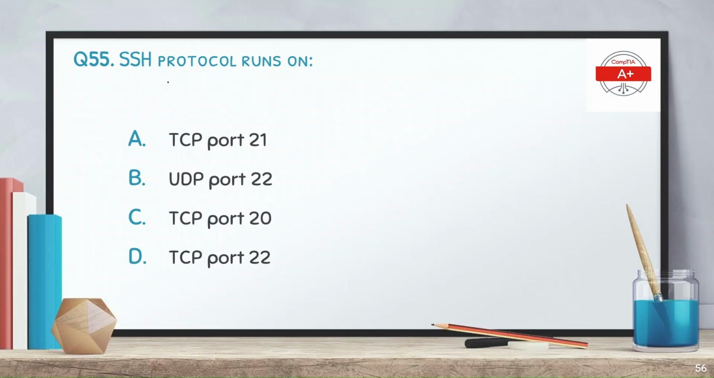Question number 55 is that SSH, or Secure Shell Protocol, runs on. Options are A. TCP port 21, B. UDP port 22, C. TCP port 20, and D. TCP port 22. And the correct option is that SSH runs on TCP port 22.